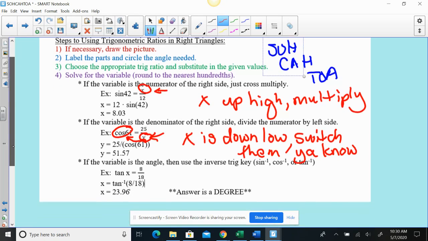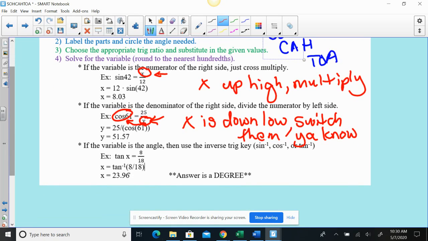Now, if x is an angle, there's no trick for that. If you are solving for an angle, you want to make sure you're going to use that inverse. Remember, inverse gives you the -1 there. So before you press the sine, cosine, or tangent, you're just going to hit the second button. Mine's blue. Most of y'all have a blue one, but that will let us hit the inverse of sine, inverse of cosine, inverse of tan.